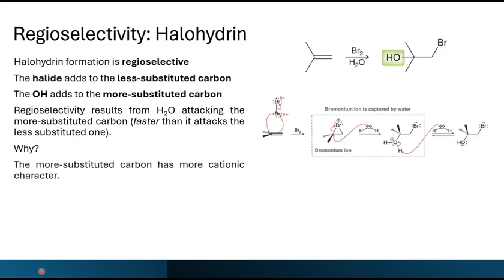Why? The more substituted carbon has more cationic character. It can hold onto that partial positive charge a lot better because it's stabilized by the R groups.